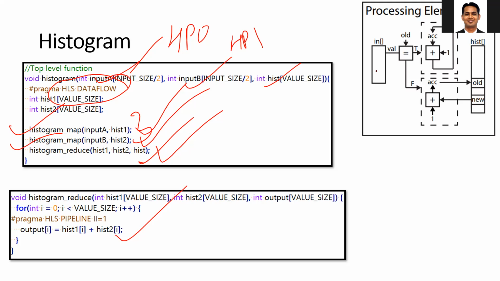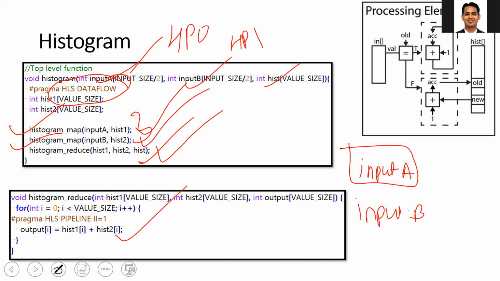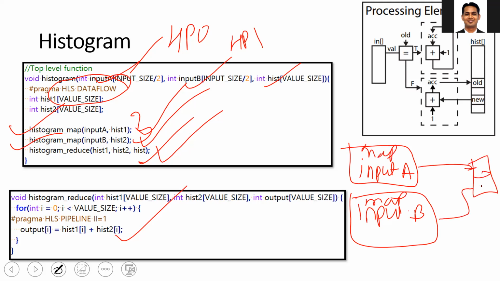So the data flow directive creates a two-task pipeline. Okay, so you can see that it can have the input A here, then input B here. You are calculating the map function in parallel. Okay, and then you have the summation happening here, and you can see that these are the two-stage pipeline. So the first stage is where you are doing the partial histogram, and in the second stage you are doing the histogram addition or histogram reduction.